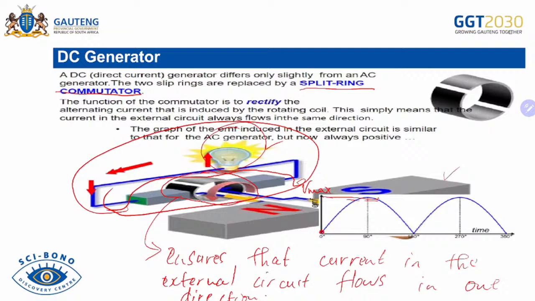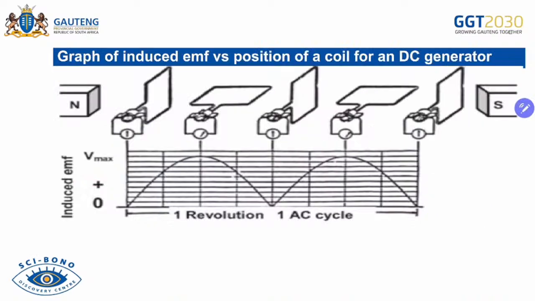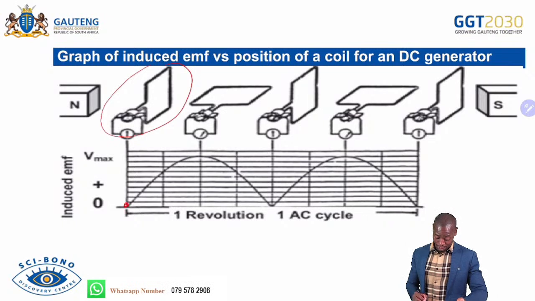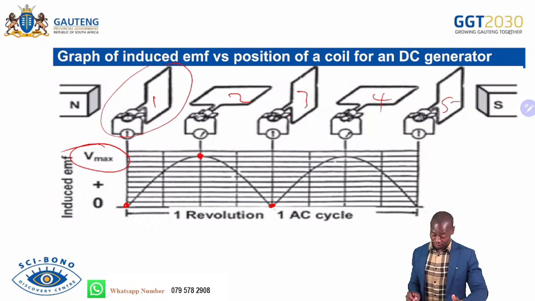So here obviously this will be the vertical position, 0 EMF, and then there it will be the horizontal position, maximum EMF. Let's go to the next slide so that you'll see this. This is the vertical position, 0 EMF. Horizontal position, maximum EMF. That is why we're having maximum there. Then vertical position, which is number 3 there. This is 1, 2, 3, 4, then 5. So vertical position, 0 EMF.